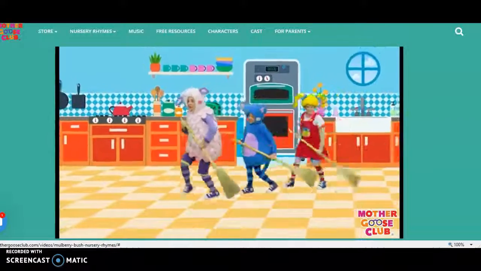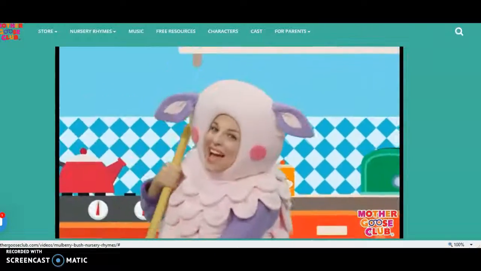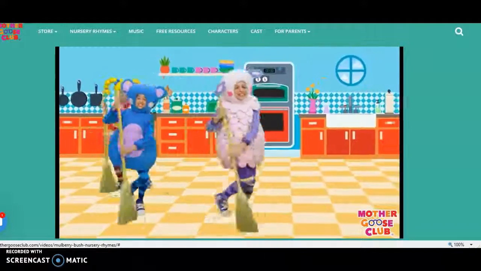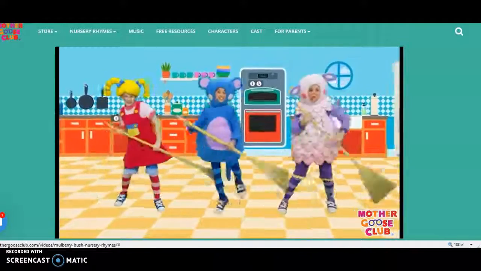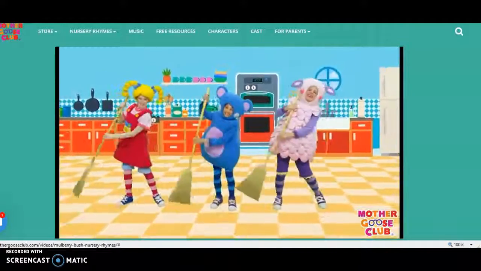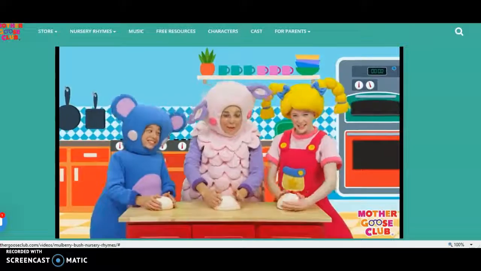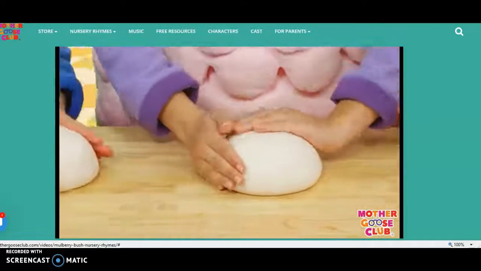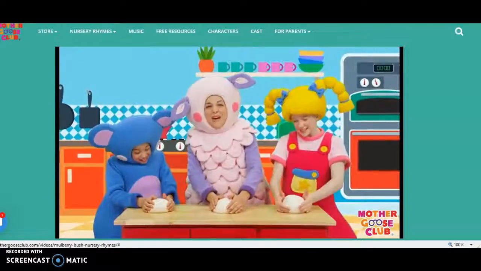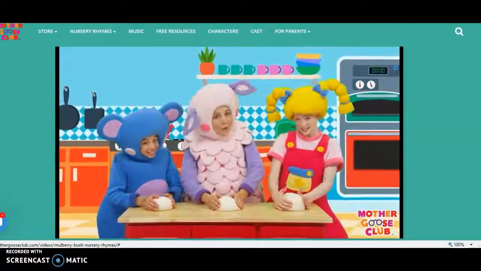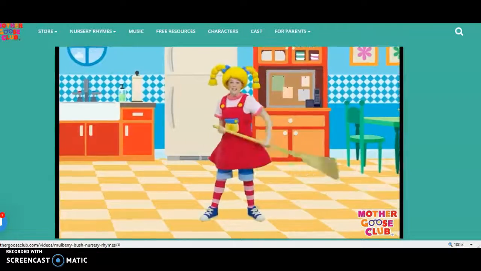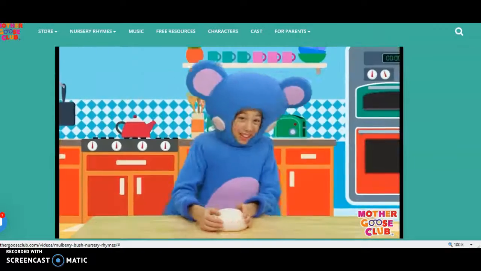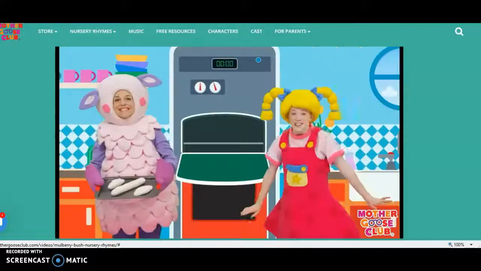This is the way we sweep the house, sweep the house, sweep the house. This is the way we sweep the house so early Saturday morning. This is the way we bake our bread, bake our bread, bake our bread. This is the way we bake our bread so early Sunday morning. We sweep the house on Saturday, we bake our bread on Sunday.